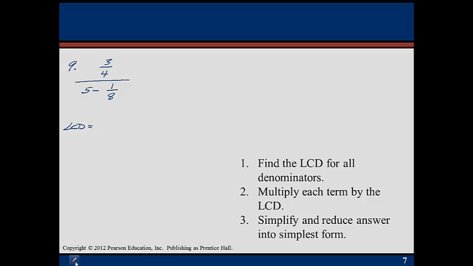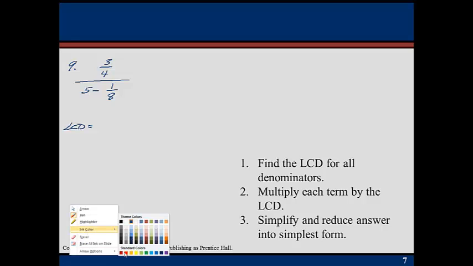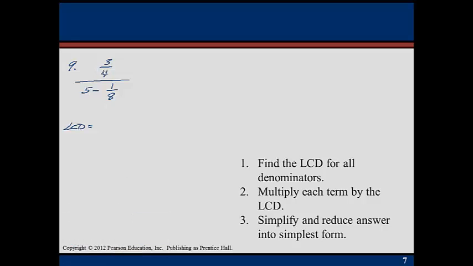Okay, so this time, how many denominators do we have? Well, we have 4. There is 8. And then don't forget, there is the 1. So 4, 8, 1. Now let's find the LCD. Well, the factors of 4 are 2 times 2. And the factors of 8 are 2 times 2 times 2. And the factors of 1 are just 1.